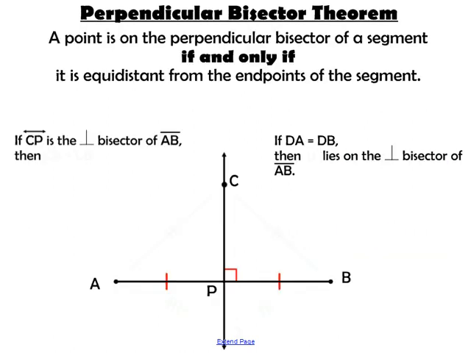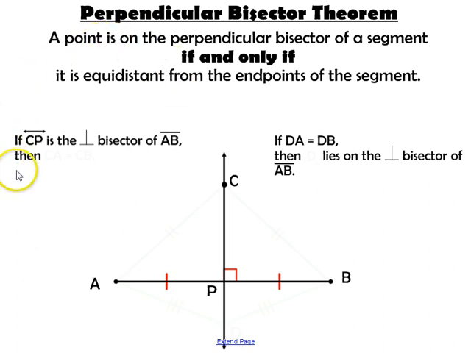The perpendicular bisector theorem states that a point is on the perpendicular bisector of a segment if and only if it is equidistant from the endpoints of a segment. So again, this theorem is given to you as a biconditional, which means the conditional and the converse are true.